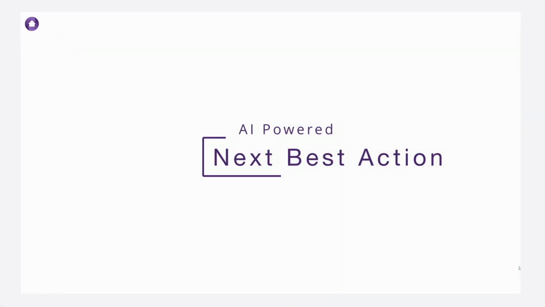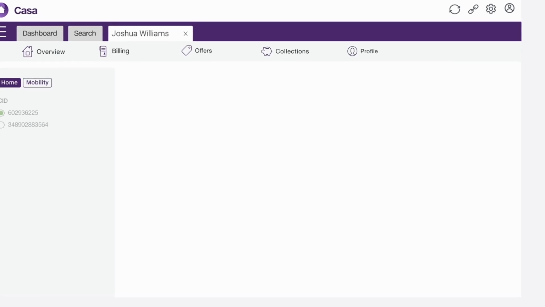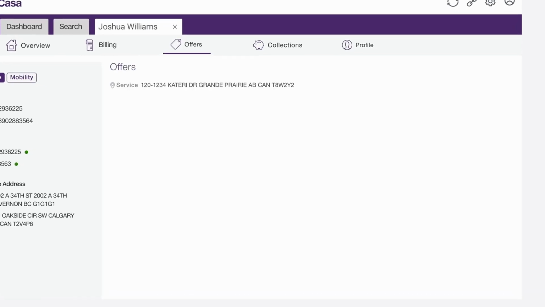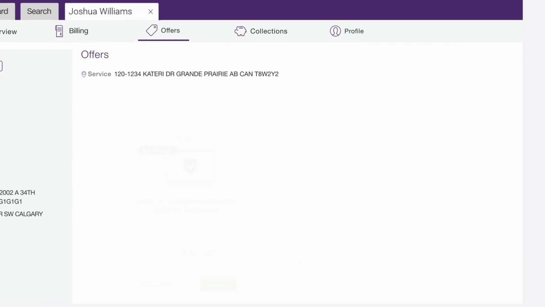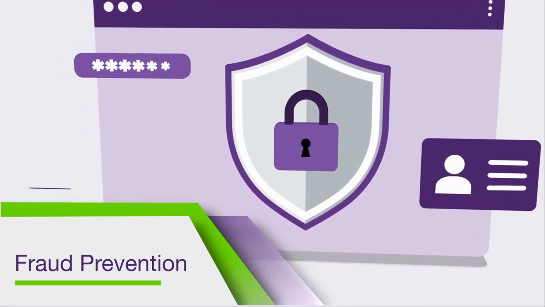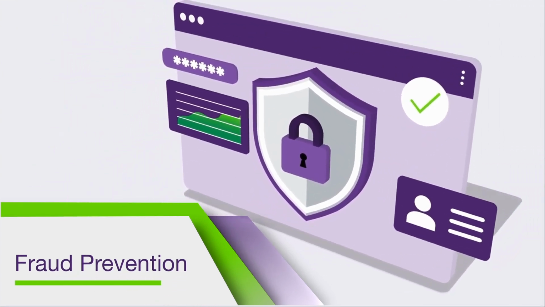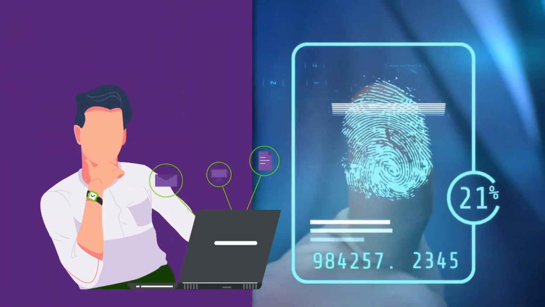Casa uses an AI-powered engine that leverages customers' products and services, interests, and shopping habits to determine the optimal next best action, resulting in a more personalized, intuitive customer care experience. It also utilizes AI to detect and prevent fraud with a specific focus on identifying and mitigating phishing attempts targeting customers' personal information.